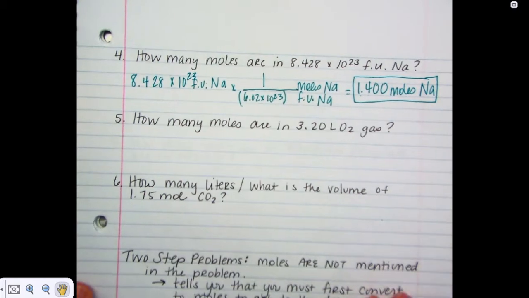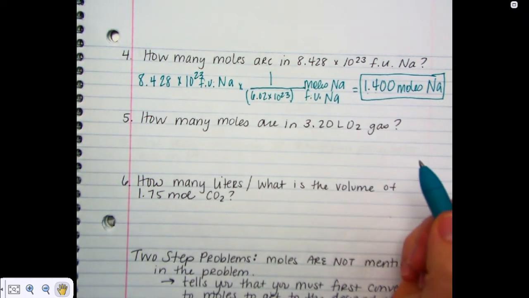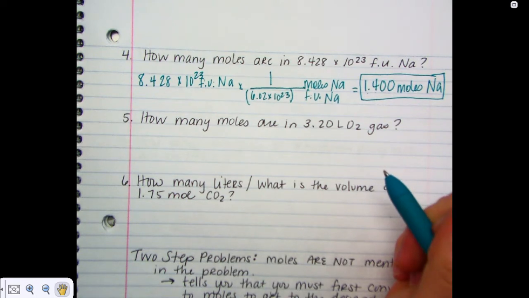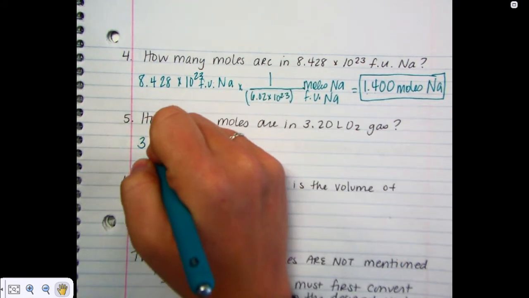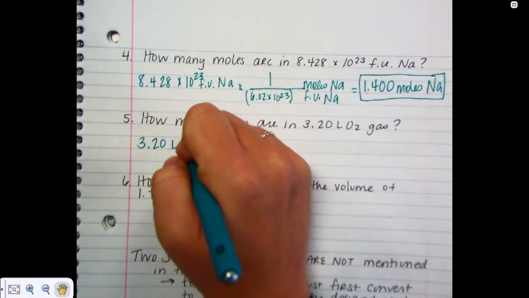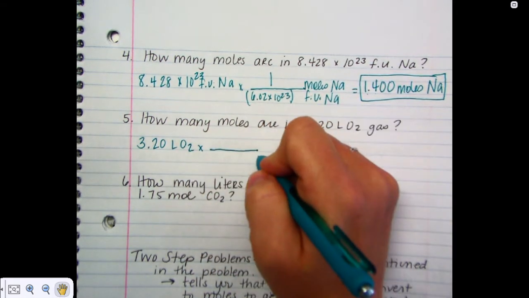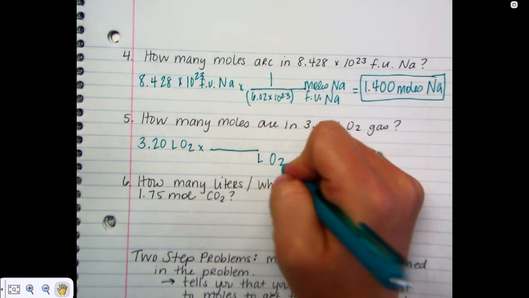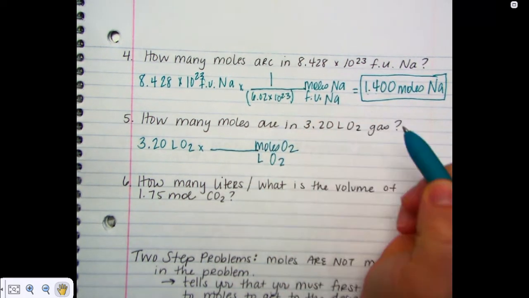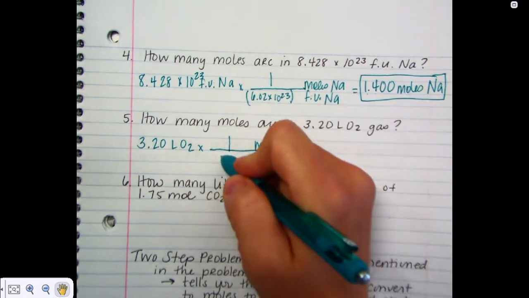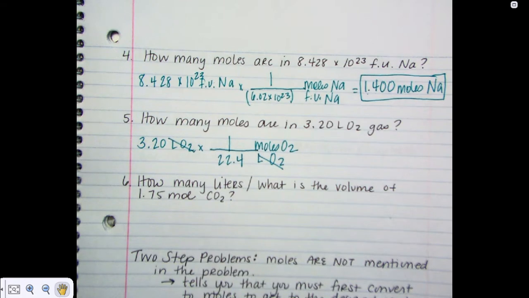So let's look at number 5. How many moles are in 3.20 liters of O2 gas? All right, so 3.20 liters O2 times. I need to get rid of liters, so liters are going to go to the bottom. So liters O2 on the bottom. What goes on top? Moles of O2. 1 mole is equal to 22.4 liters. That's going to get my liters to cancel out and leave me in moles.